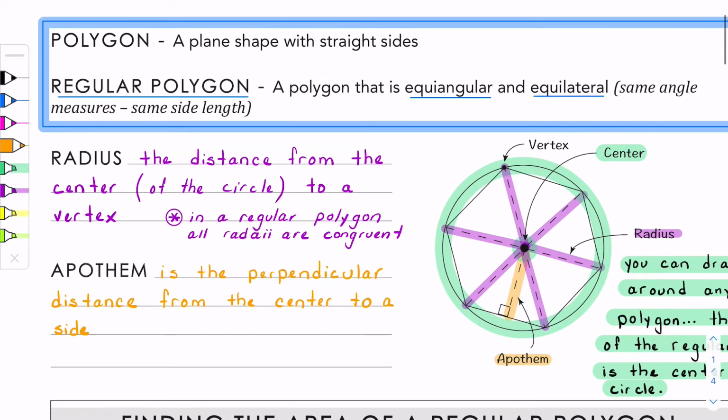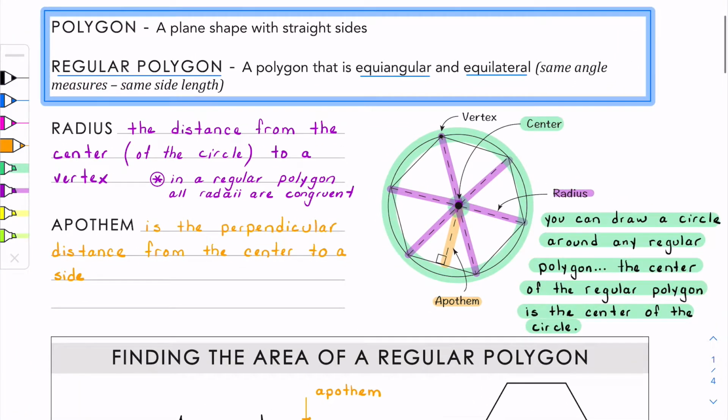Now let's talk about what that circle is for a moment. I have this note off to the side. It says you can draw a circle around any regular polygon. So here is our regular polygon. I drew a circle around it. The center of the regular polygon is the center of the circle. And that's what allows us to identify the radii. That's what allows us to identify the center. So that circle is very helpful. It allows us to use not only regular polygon properties, but circle properties as well.